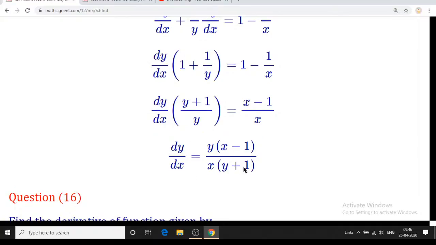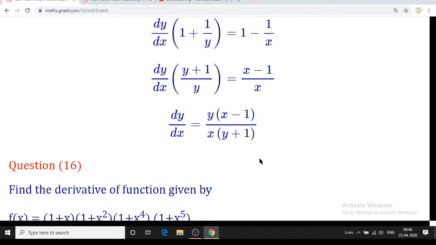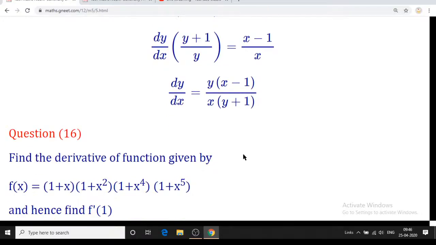This was just a simplification. That is, the dy by dx is y into bracket x minus 1. This y will go up. So y into x minus 1 upon x, this y plus 1 comes down. So we get this as dy by dx.